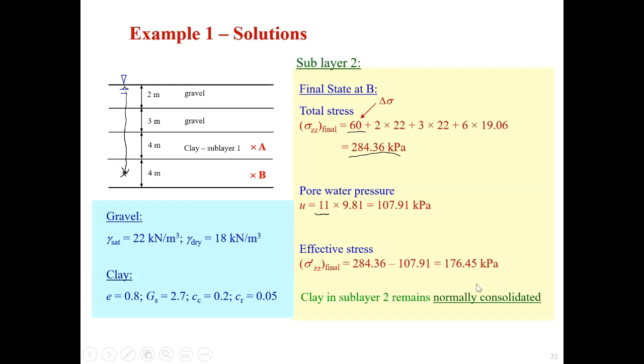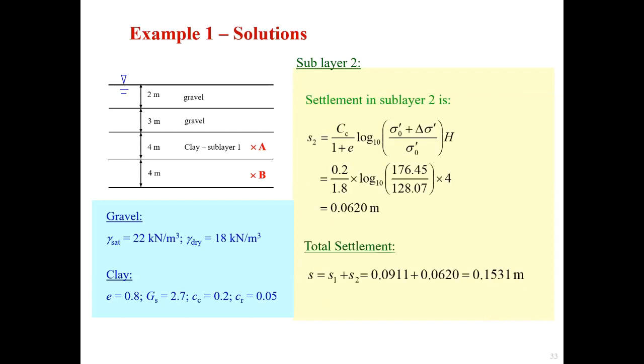So what does this mean? This means the clay in layer 2 remains normally consolidated. So both are in the normally consolidated part. So if we pick, then we are able to use case 2. No, I think that's case 2. Case 1, that's OC. Case 2, that's the NC. So yeah, we plug in all the values. So case 1 is OC. This is NC. So we are able to work out the settlement of the second sublayer, and that's the total settlement. That's 0.15 meter.